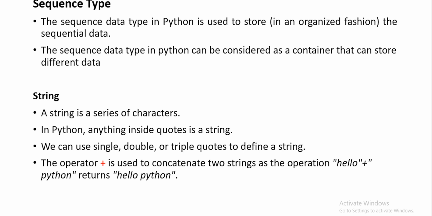What is a string? A string is a series of characters. In Python, anything inside quotes is a string. Here quotes means single quote, double quote, or triple quote. So anything inside the quotes is a string, and a plus operator is used to concatenate two strings, right? For example, we have hello, then we put a plus, and then Python, it will return hello Python.